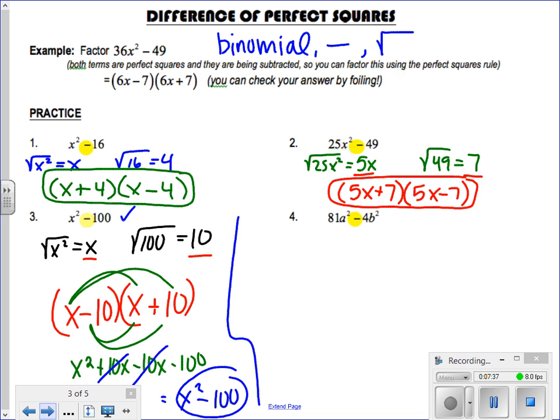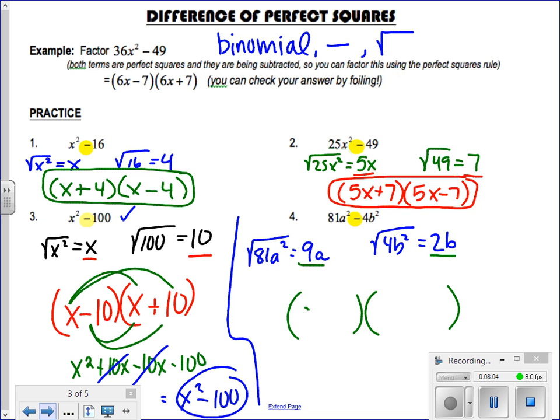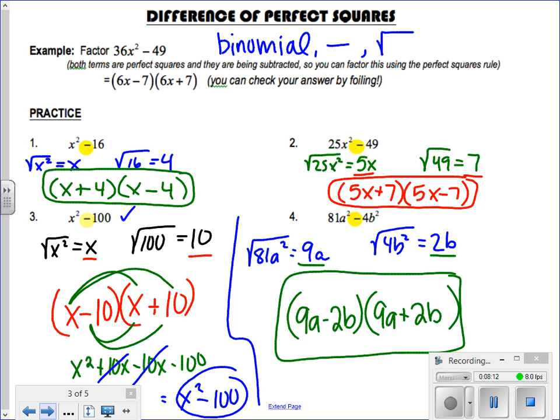All right, to finish up the difference of squares. 81a squared minus 4b squared. I have 2 terms, I have subtraction. I can take the square root of 81a squared, that's 9a, and I can take the square root of 4b squared, which is 2b. So I'm going to use the 9a and the 2b in my factoring pattern. I'll have 9a minus 2b and 9a plus 2b. That's fully factored, but if you wanted to check, you could use the distributive method.